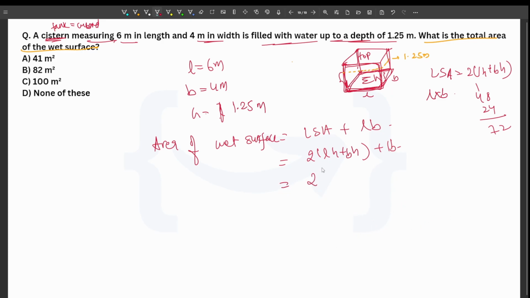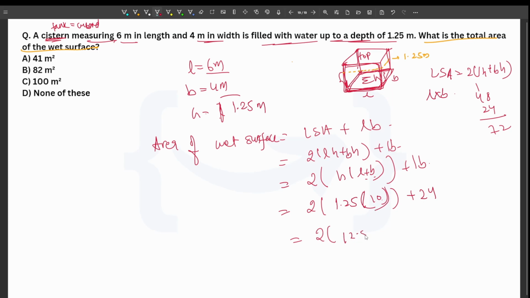Okay, so yeah, I can see I should simplify. 2 into H into length plus breadth, because H is common, and LB. So 2 into 1.25 into length plus breadth. 6 plus 4 is 10, isn't it? And length into breadth is 24, because 6 into 4 is 24. So 2 into 1.25 into 10, if you multiply this, it will become 25, plus 24. So 25 plus 24 will give you 49 as the answer, which is the wet surface area in meter square, isn't it? So yes, none of these would be the right option.